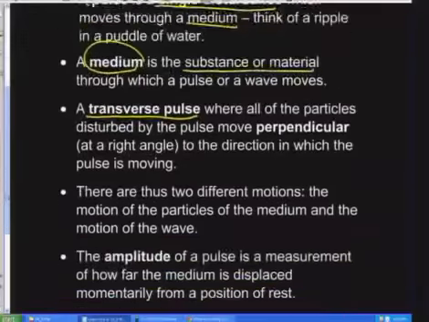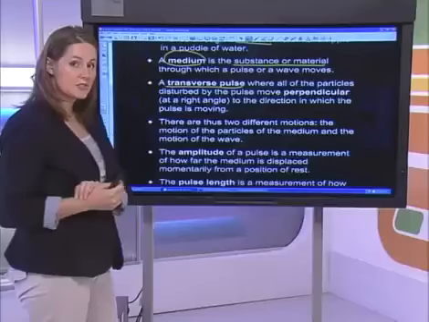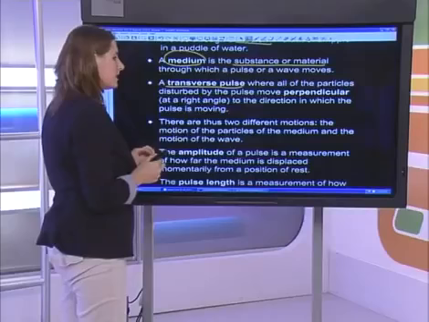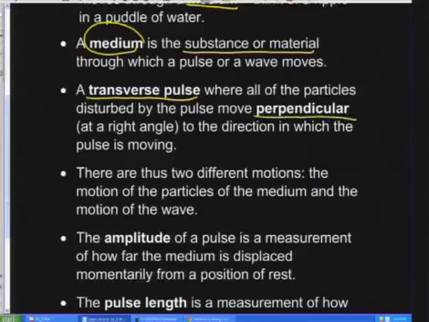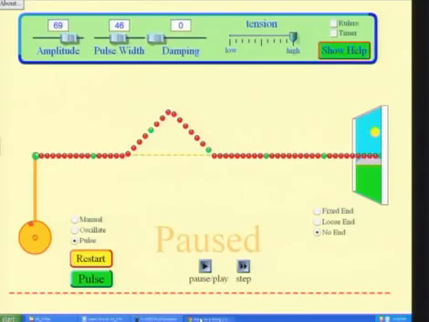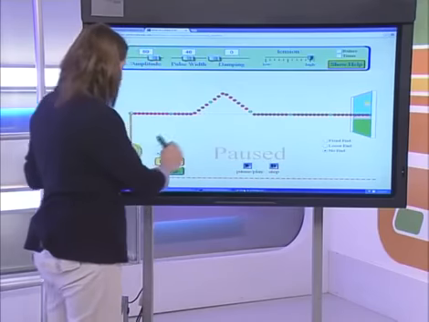Could be any pulse. Now we are specifically defining a transverse pulse, where all the particles disturbed by the pulse move perpendicular, important word, which means at right angles, or even if you would like to add in there, at 90 degrees to the direction in which the pulse is moving. So the particles, I'll jump back to our picture here, the particles move up and down the way the pulse moves across. So they are going at 90 degrees to one another.